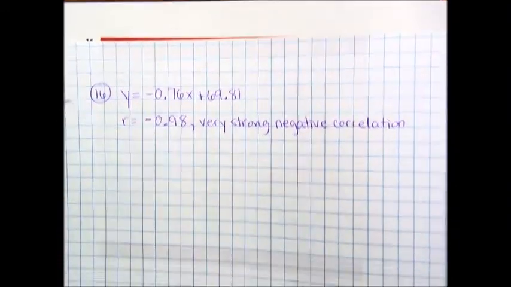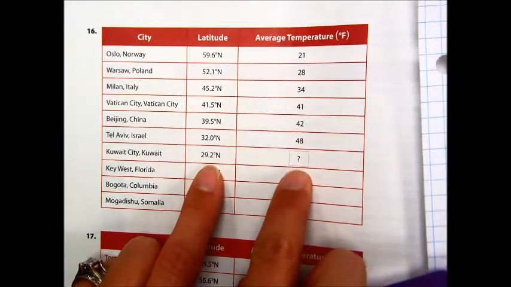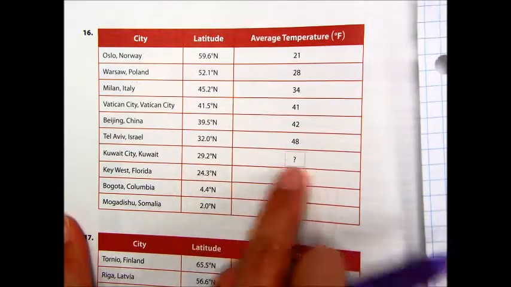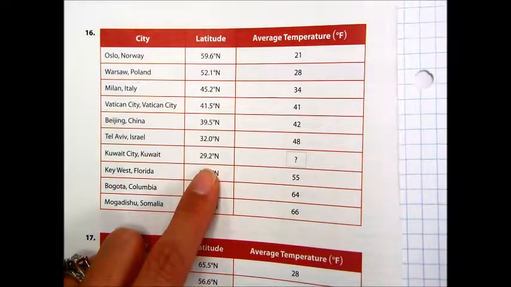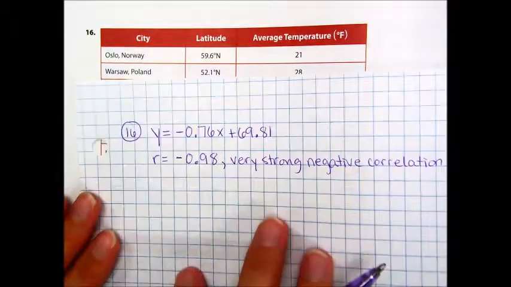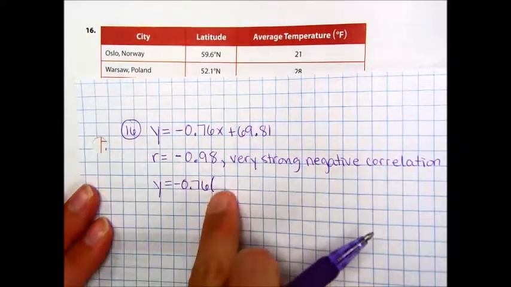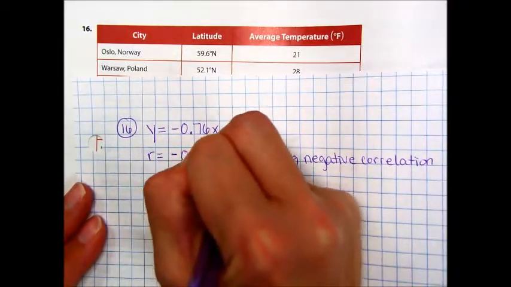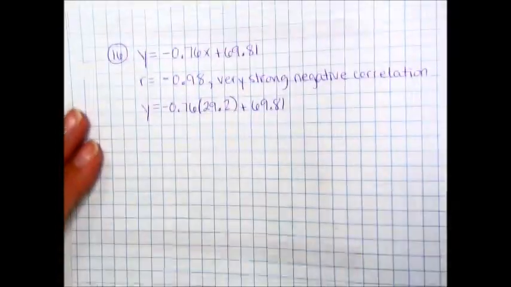So now what we're going to do is go back to this missing piece right here. They didn't tell us what the average temperature was in Kuwait City, but we do have the latitude. Well, now what that equation we have for the line of best fit does is it will let us estimate what it would be for that. So what I would want to see from you guys is that you take your equation, and for your x, I want you to plug in that 29.2 latitude for Kuwait and come up with an answer for that.